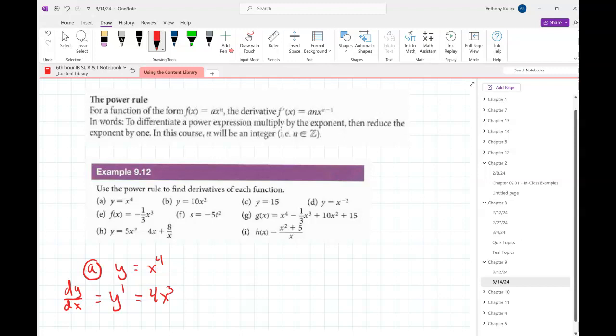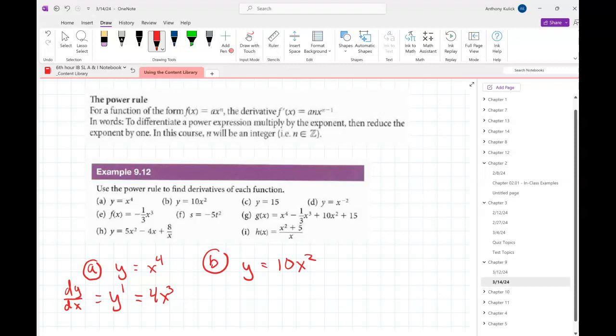And Megan's correct. The derivative of x to the 4th is 4x to the 3rd. Where you take the exponent, you make it the coefficient, or multiply it to the coefficient, and we subtract 1 from the exponent. Everybody feel good? Okay.